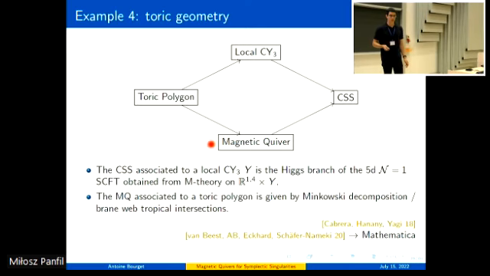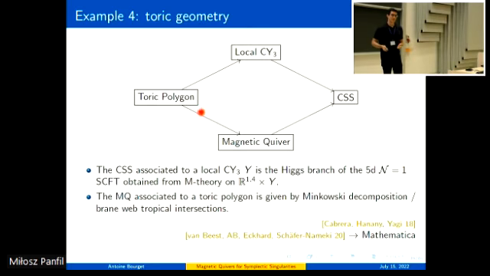From this, as is well known, you can define the toric variety associated to this, which is a local Calabi-Yau threefold. And then if you put M theory on that threefold, at the tip of the singularity, you have a 5D SCFT, of which you can take the Higgs branch, which is a symplectic singularity. So this is the object we want to study. And this is the standard construction for it.